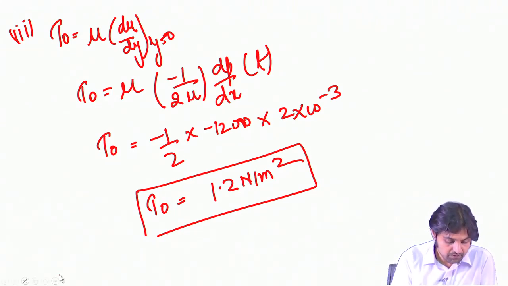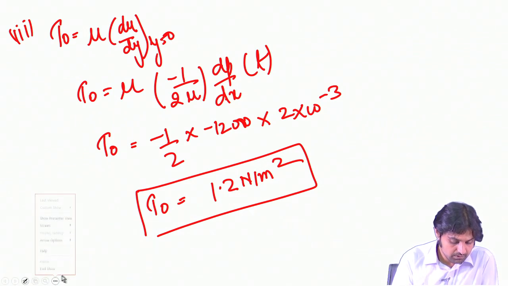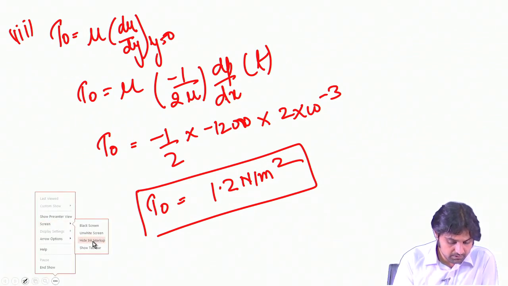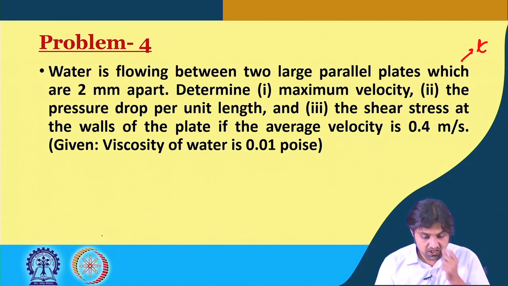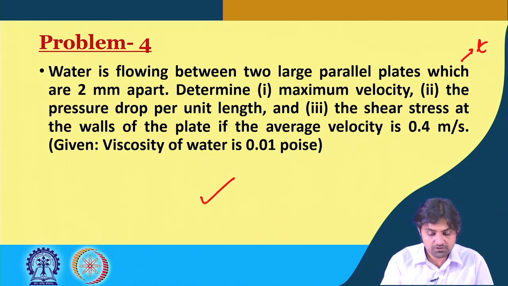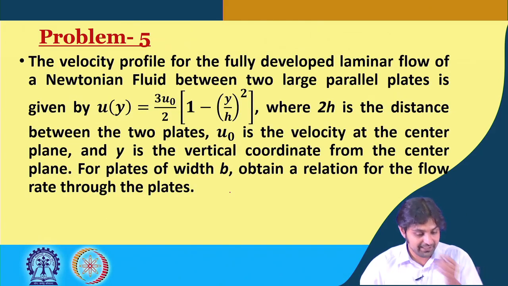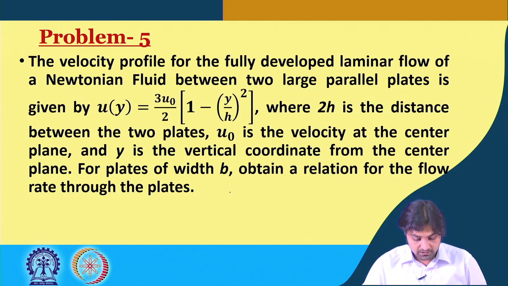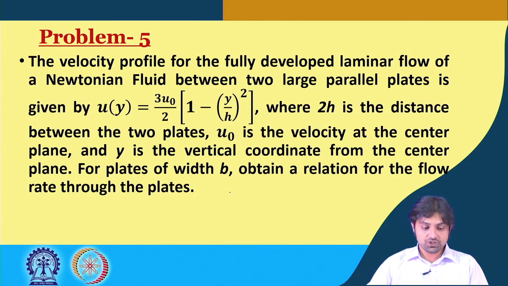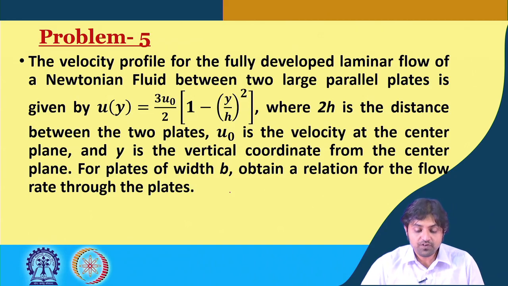Going back to the screen, this problem is solved now. Now we will solve one more problem, the last problem of the series on laminar flow between plates. It is a little inquisitive question. The velocity profile for the fully developed laminar flow of a Newtonian fluid between two large plates is given by.